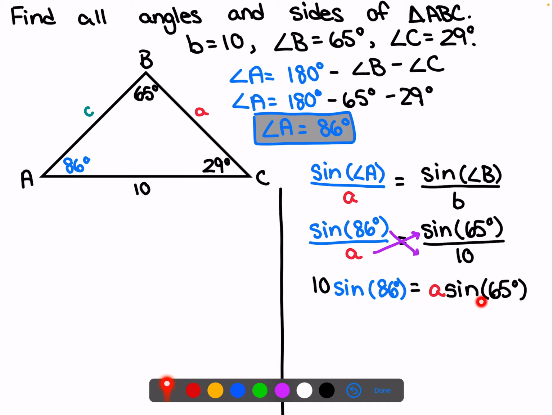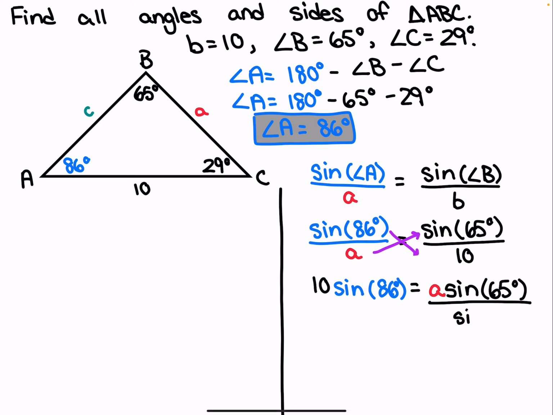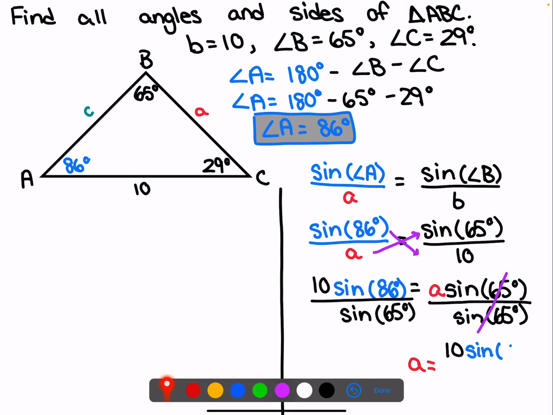Now, don't forget that sine of 65 is just a number. It's a very small number. In fact, let me go ahead and enter it in on my calculator. Sine of 65 is 0.90630, continuing on forever. So this is just a number, and I have a times a number. How would I typically get rid of a number with multiplication when solving for a variable? We would divide. So I'm going to divide both sides by sine of 65, leaving me with a is equal to 10 sine of 86 over sine of 65.